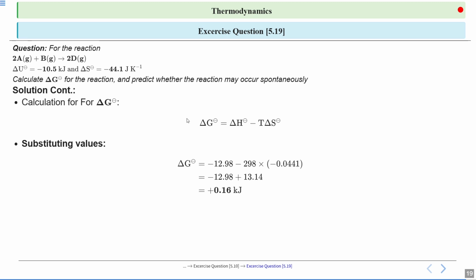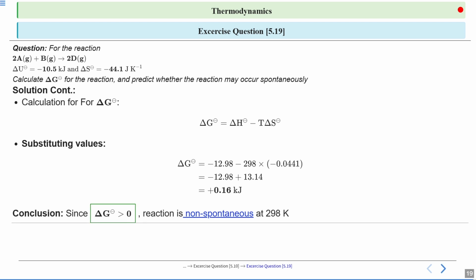We have calculated the delta H naught, or the enthalpy change, as minus 12.98, and the entropy change is already given in the question as minus 44.1 joule per Kelvin, but we have converted this into kilojoule, and therefore the value is now minus 0.0441. After calculating this whole thing, you are getting your Gibbs free energy change as a positive value. Therefore, the reaction will be non-spontaneous at the standard condition of 298 Kelvin.